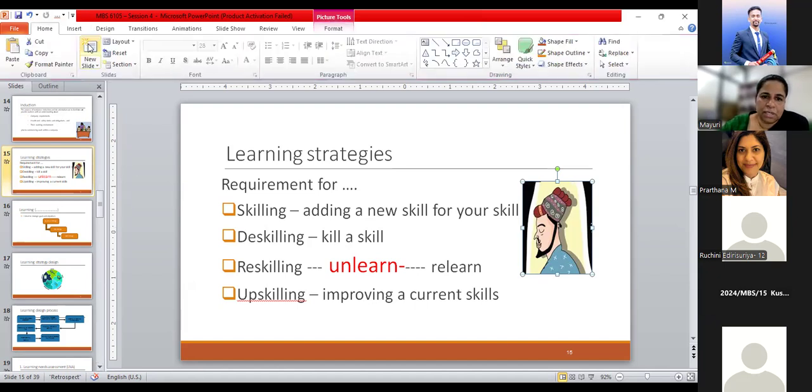Okay, so you can understand skilling is adding a new skill. For example, you know Excel, but you don't know SPSS, so you are learning SPSS. Reskilling is you unlearn and relearn. So you unlearn some manual process of entering data and you learn the automated system. Upskilling is you are improving your current skills. For example, you know one programming language and you are becoming pro on that particular language. Something like that, okay?